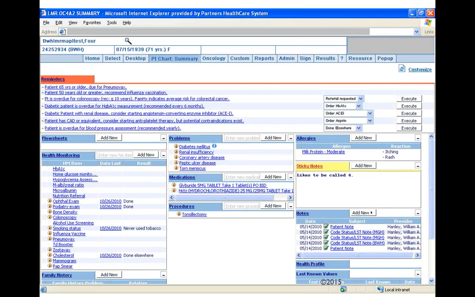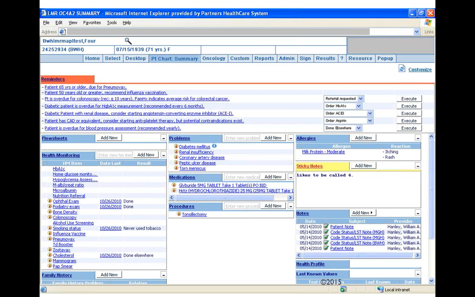The problem list also drives a lot of other care processes. You can see at the top here what we call reminders. These are some of our rule-based clinical decision support, and many of them are based on what problems a patient has. You can see this patient is getting some suggestions about his diabetes, and that's driven by the fact that he has diabetes on his problem list. He's also getting a coronary artery disease suggestion.